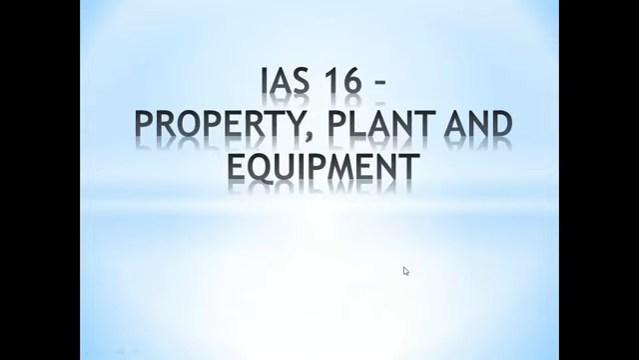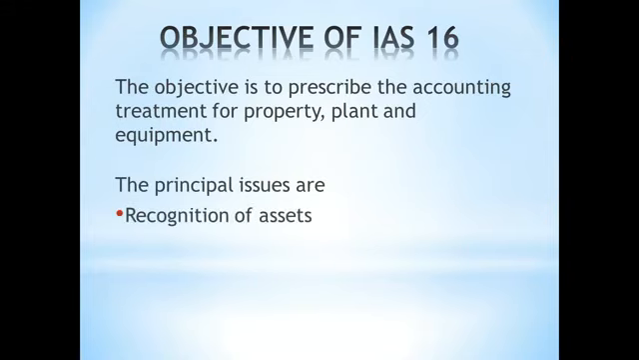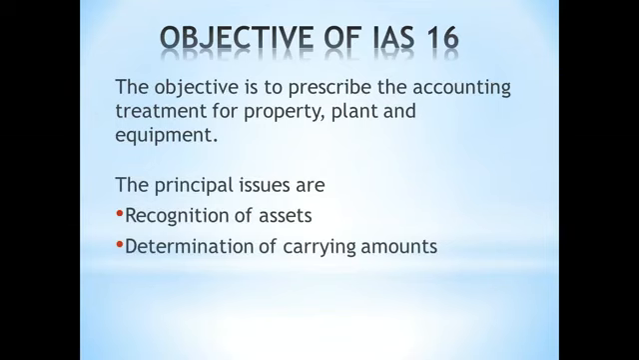Today we are going to talk about IAS 16, property, plant and equipment. Now let's dive into today's lesson. The objective of IAS 16 is to prescribe the accounting treatments for property, plant and equipment. We are going to look at the following principal issues. Number one, the recognition of assets. Then the determination of carrying amount. Then finally, the depreciation charges.